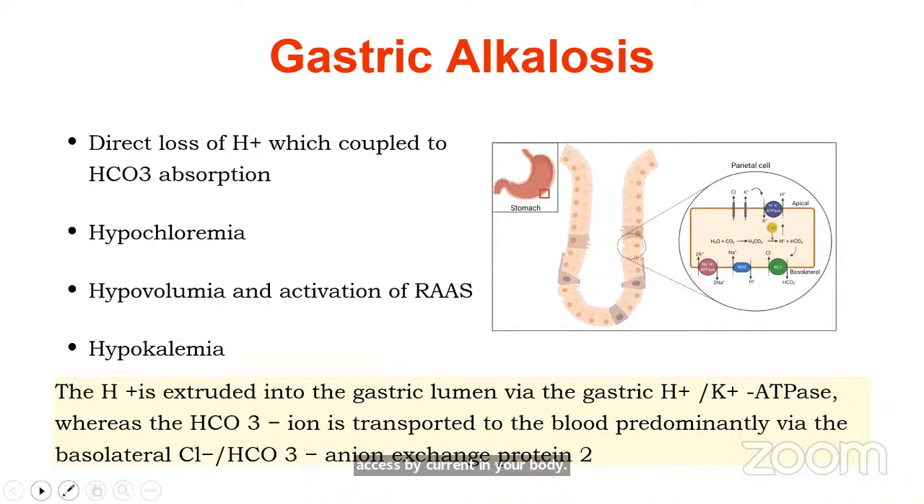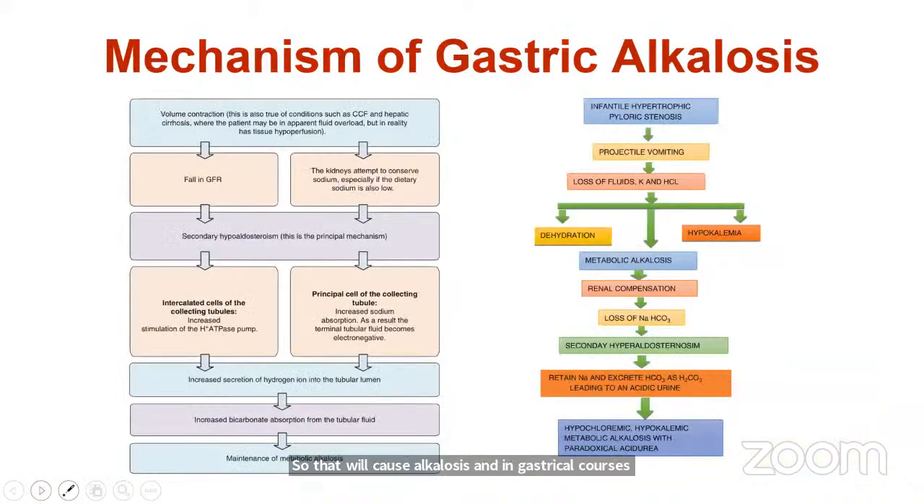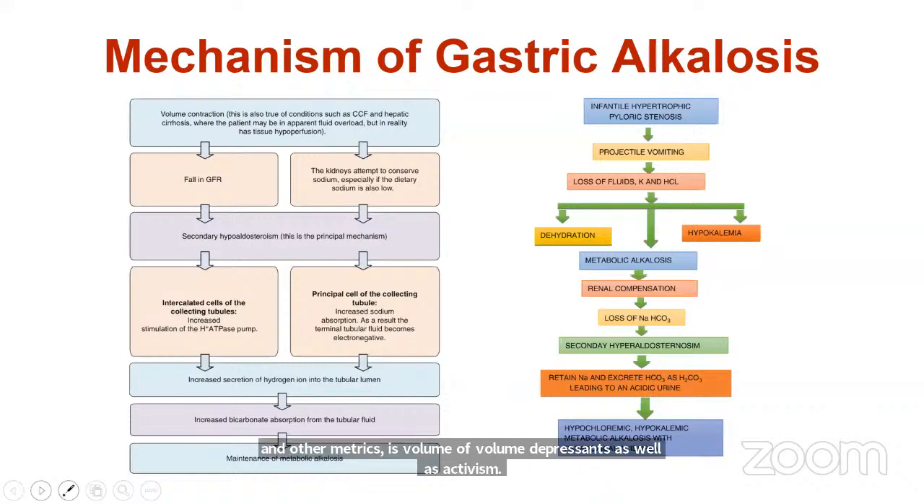And in gastric alkalosis, another mechanism is volume depletion as well as activation of your renin-angiotensin system and the aldosterone system, and that will cause hypokalemia and hypochloremia.